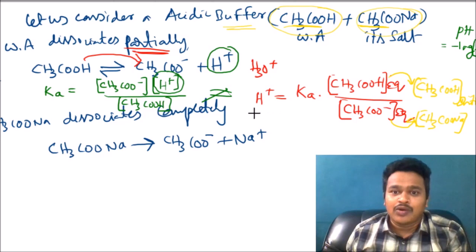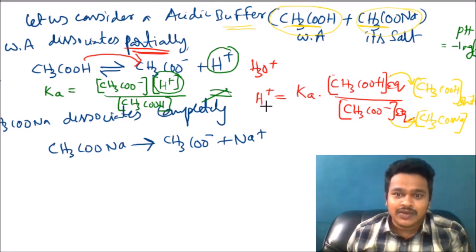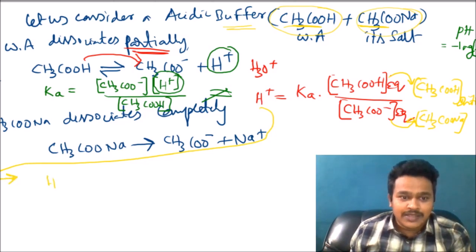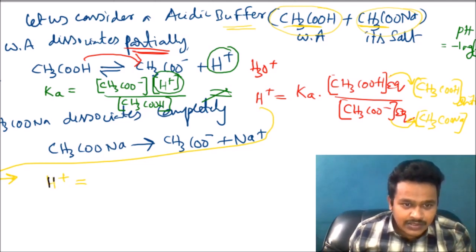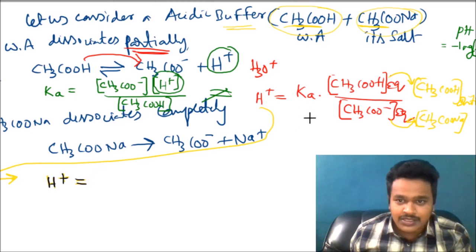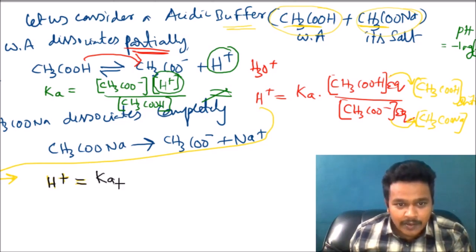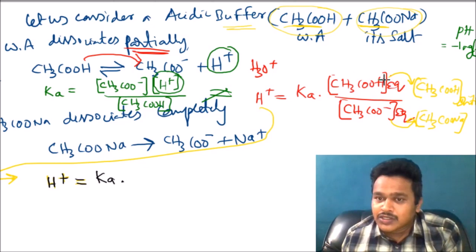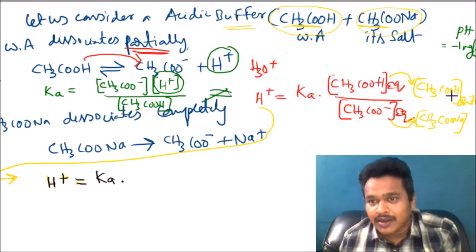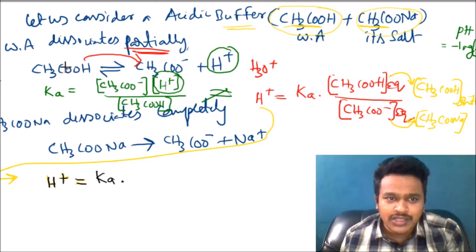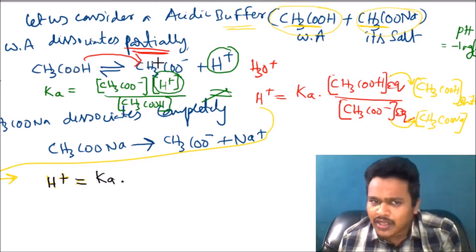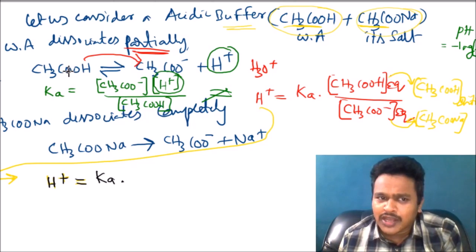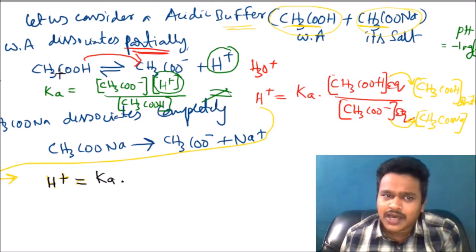Now I will write this again. What I will write here, you see. This H plus ion concentration is equal to Ka into the CH3COOH concentration at equilibrium, which is nothing but the initial amount. Whatever amount you take initially, the same amount, because only a small amount is converting into ions. If you take 100 moles, only 0.5 moles convert, so 99.5 moles are remaining.